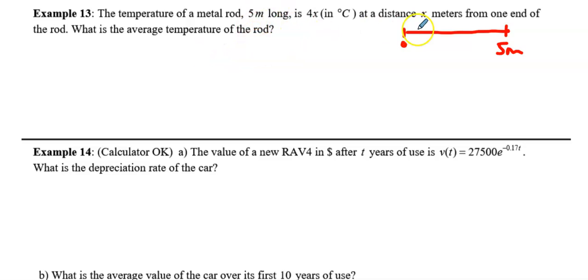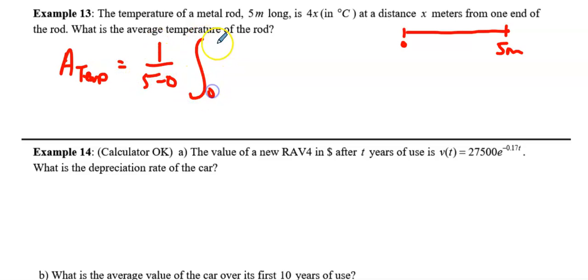So if I'm trying to find this average value, well, I can now say that over this rod, my average temperature is going to be 1 over 5 minus 0, because the length of the rod is from 0 to 5.